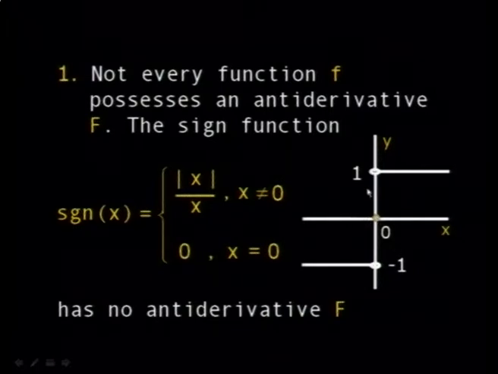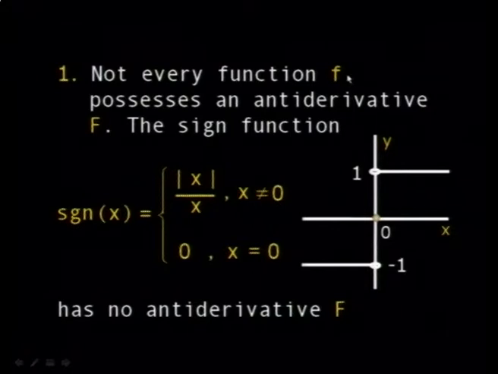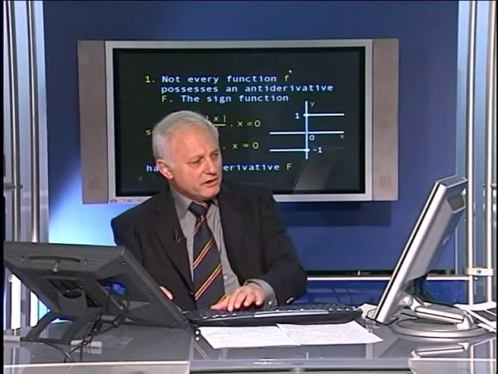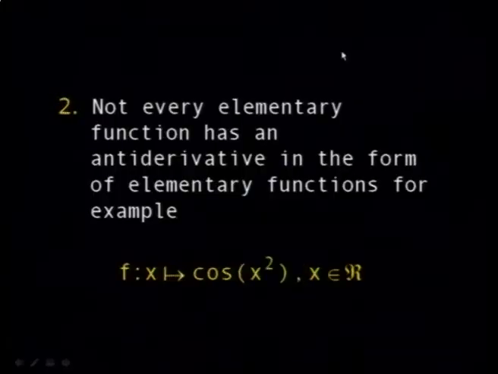It's a sign function. It's equal to 1 for x greater than 0, and minus 1 for x less than 0, and 0 when x equals 0. This function has no antiderivative because it does not satisfy a certain criteria. Again, not every elementary function has an antiderivative in the form of an elementary function. For example, some teachers say that cosine x squared is not integrable. You cannot find an antiderivative for this function.